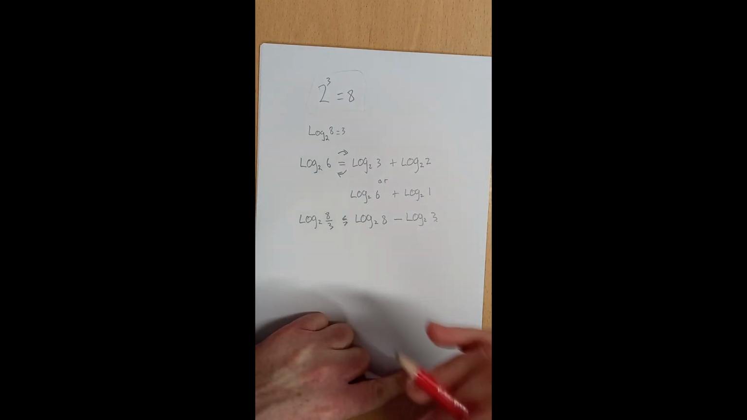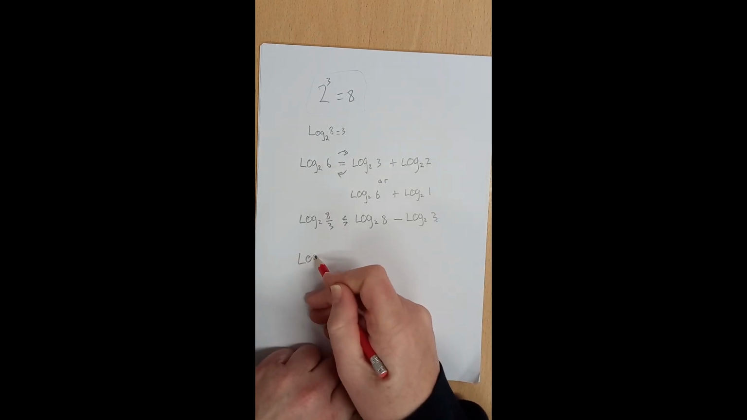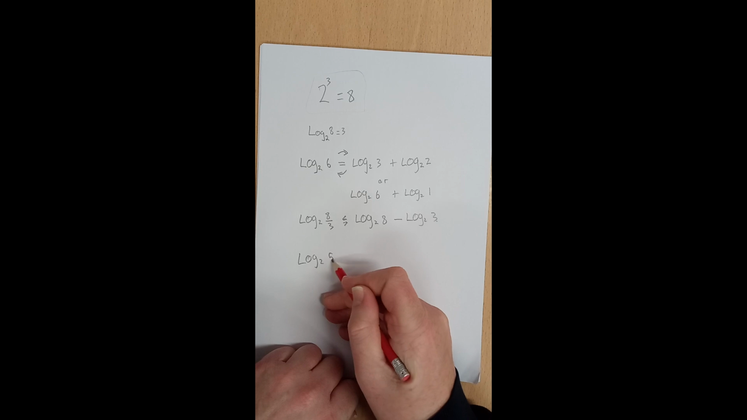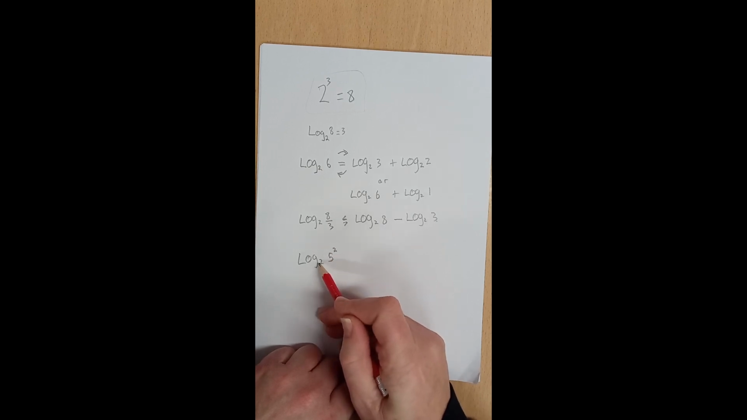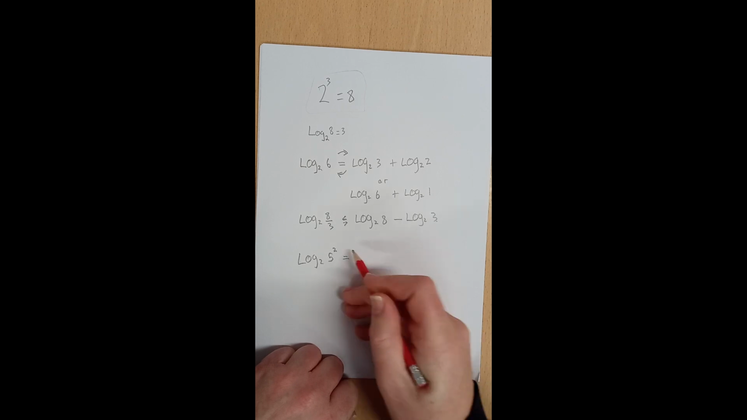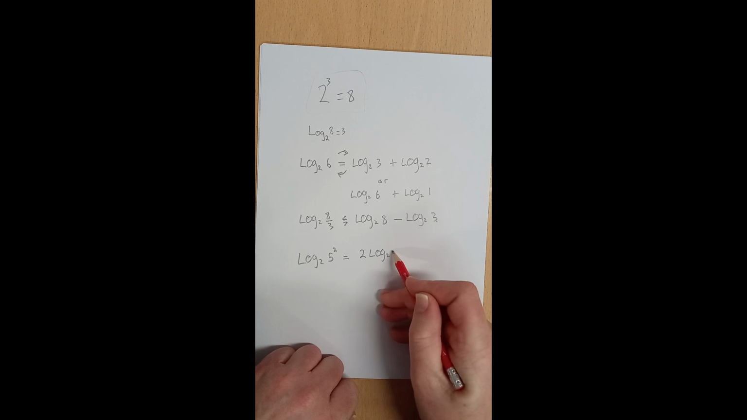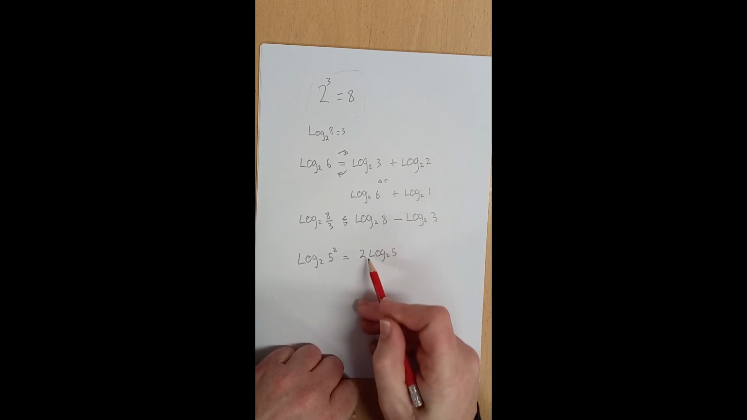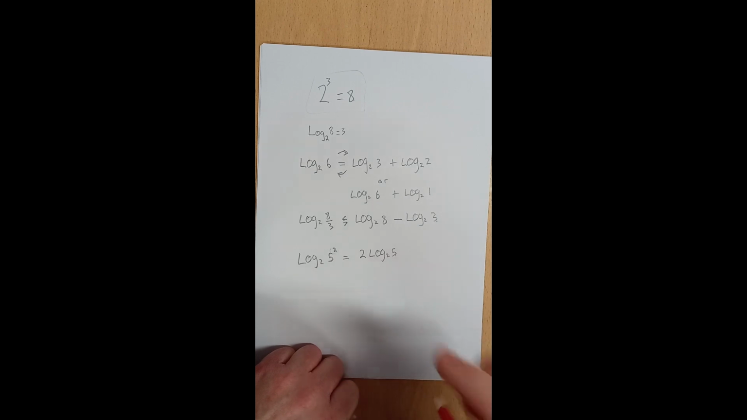Now, this is probably one of the more important ones you'll use. When there's a power on the subject of the log, you can turn that into, put the power on front, and it becomes a multiplication of the same log. Now that's important because it allows you to remove powers or remove logs, separate them from each other a lot easier. So please remember that one.